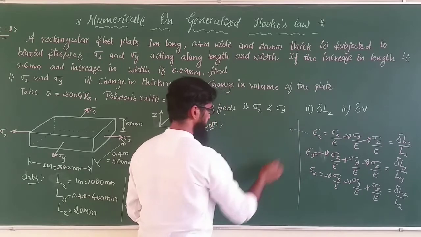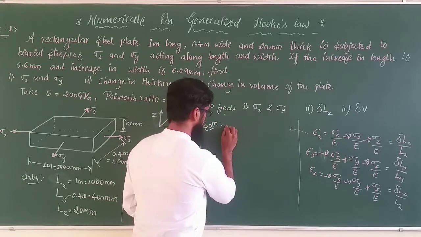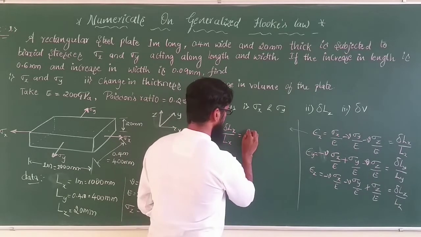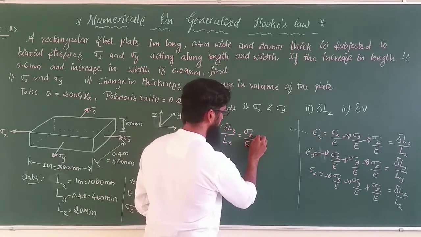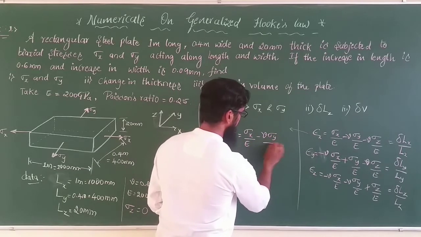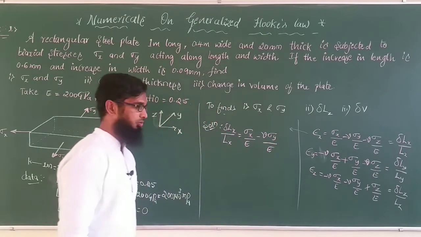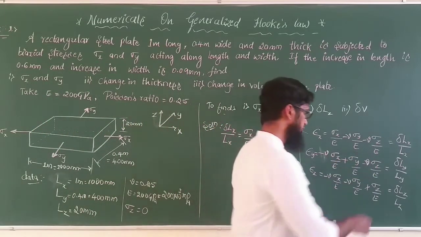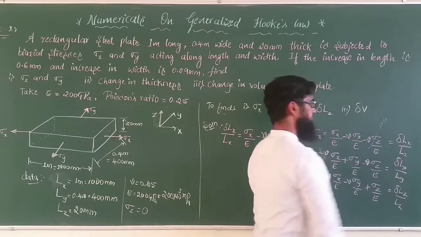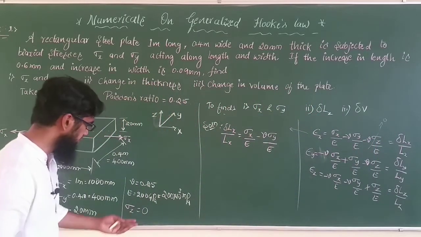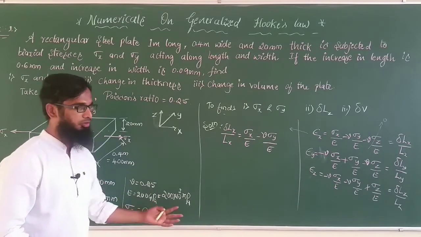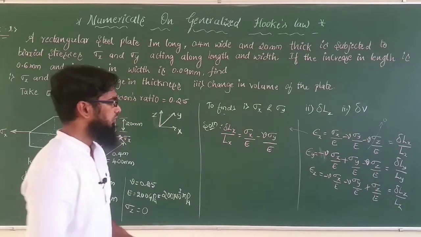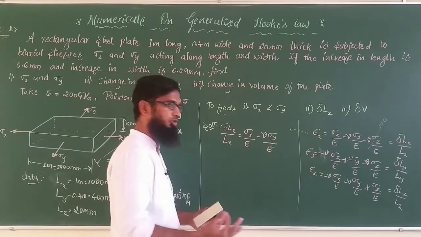I'll take this equation. So delta Lx by Lx is equal to sigma x by E minus nu sigma y by E. I have not taken the nu sigma z by E term, because it becomes 0 here. Since it is biaxial and he has not given it in the problem, it will be 0, so I will not take that term for this case. Now let us substitute the values here.